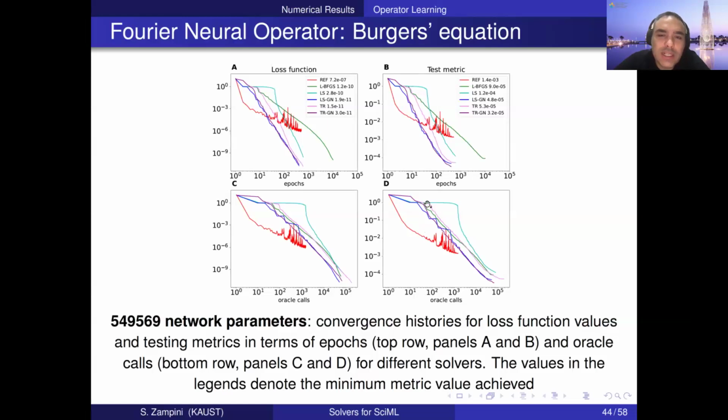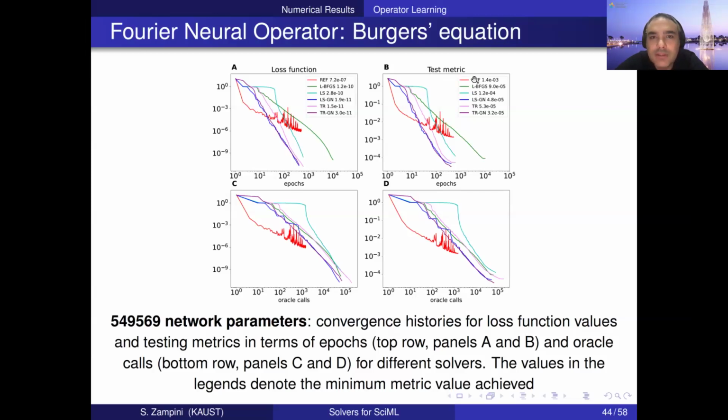So here the results for operator learning are always given in this kind of plot. On the left column, you have the loss function. On the right column, you have the test metric. On the x-axis, you have epochs, and this is the value of the loss function or the test metric. This is in terms of iteration numbers, or in terms of oracle calls, which is an agnostic measure of the computational cost. And in the legend, there is always the minimum value attained by each solver tested, for the loss function in this case, and for the test metric here.